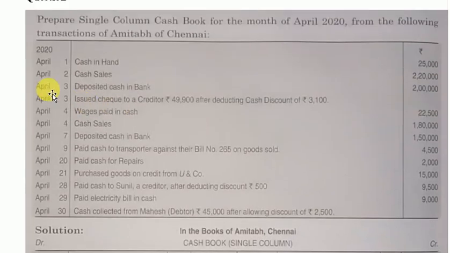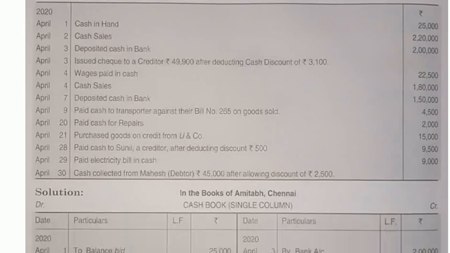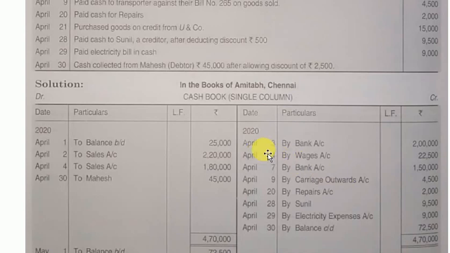Again we come to April 3rd, deposited cash in bank. Here in this transaction we are depositing the cash to the bank. So this is the process of cash outflow from the business, and we know very well the journal entry for this transaction will be bank account debit to cash account. So we'll record this transaction on the credit side. You can see April 3rd, by bank, 2 lakhs rupees.